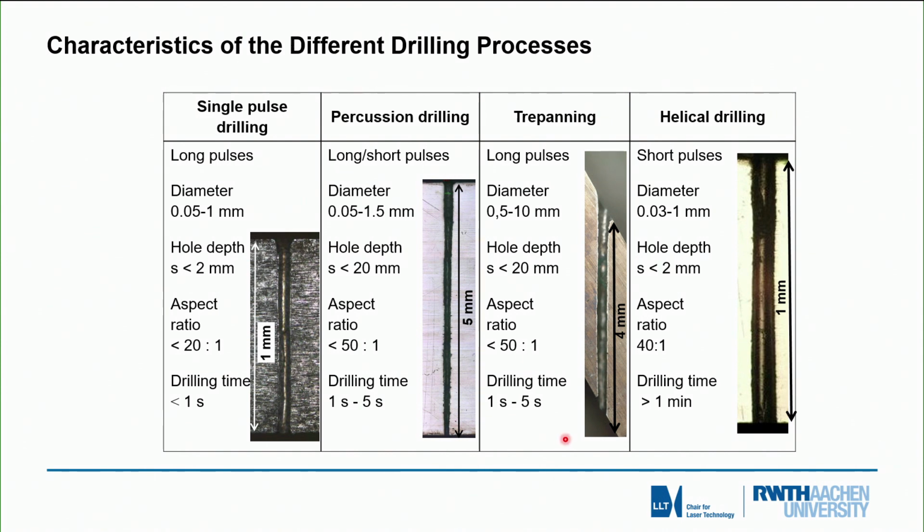And in trepanning, we have again aspect ratios of about 50 to 1, but the advantage of really getting very high angles of incidence, which we can use in these processes and still maintain a high rectangularity of the drill and have relatively short times, also in the range of a few seconds. The most time-consuming but most precise process in drilling, however, is helical drilling. We have to calculate something like a minute, but then we can get high aspect ratios, high surface quality, high rectangularity, all you want from a perfect drill.